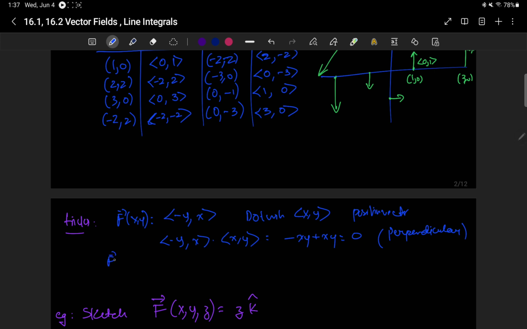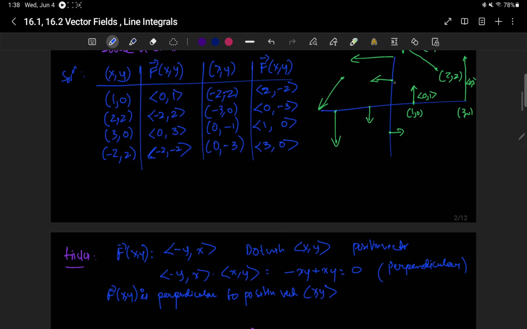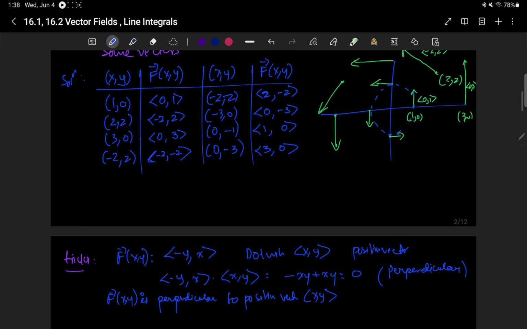So this vector is perpendicular to the position vector x, y. And what that ends up being is that there's a sort of circular flow going on, because in a circle the tangent vector is always perpendicular to the position vector. At any point the position vector is kind of like the radius, and this is where f is pointing. So this is a circular field, because there's always a 90 degree angle between the radius and the tangent.